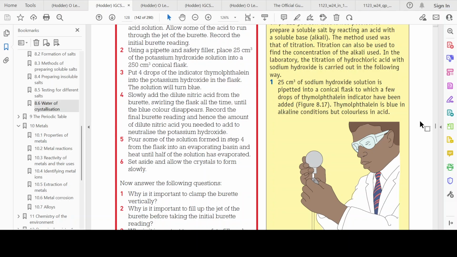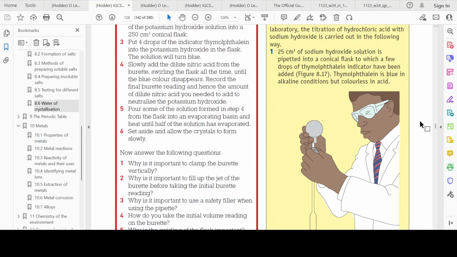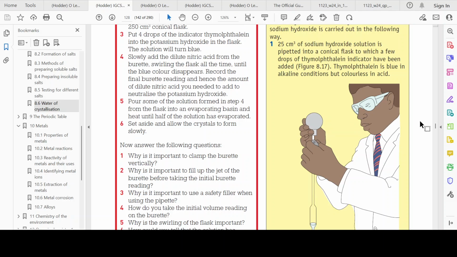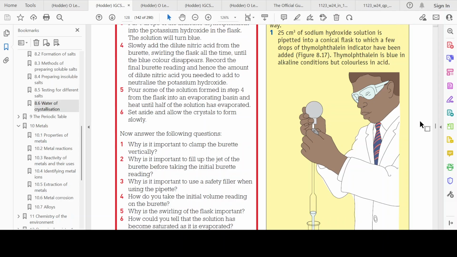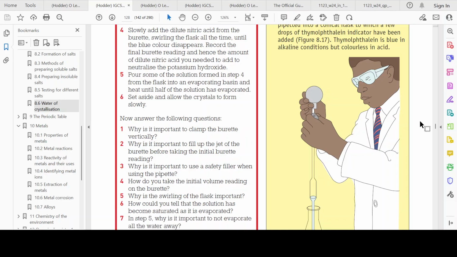So in the laboratory, the titration of hydrochloric acid with sodium hydroxide is carried out in the following way. The 25 centimeter cube of sodium hydroxide solution is pipetted into a conical flask. So the alkali normally goes via pipette into a conical flask, or a beaker perhaps, but conical flask normally. And the acid goes into the burette. A few drops of thymolphthalein indicator have been added. It is blue in alkaline conditions but colorless in acid.